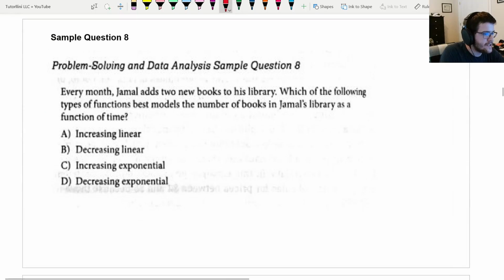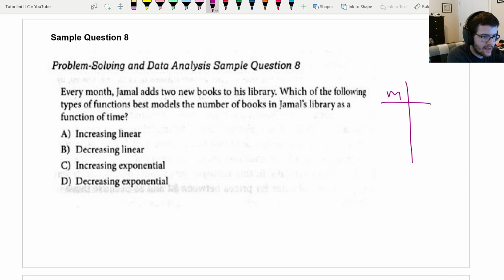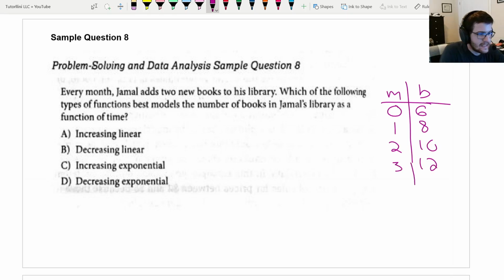Okay, question 8. Every month, Jamal adds 2 new books to his library. Great. If you want, we could come up with a little example. Let's say his months and then his books. At the beginning, he's got 6 books. Then every month we add 2. So 8, 10, 12. That's a constant rate of change, and it's going up.